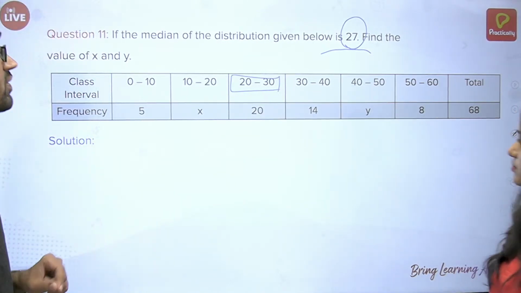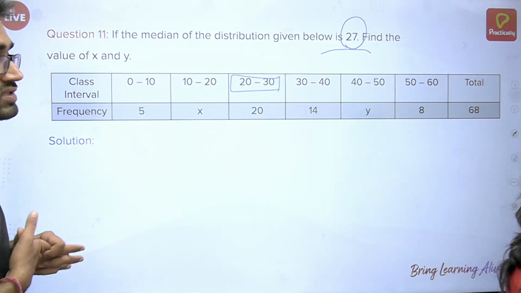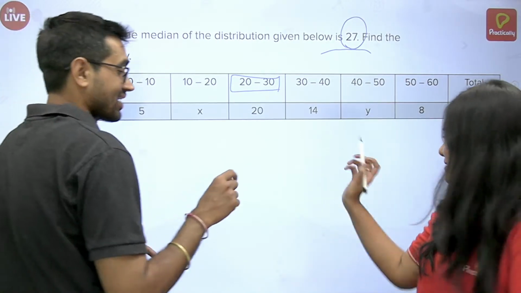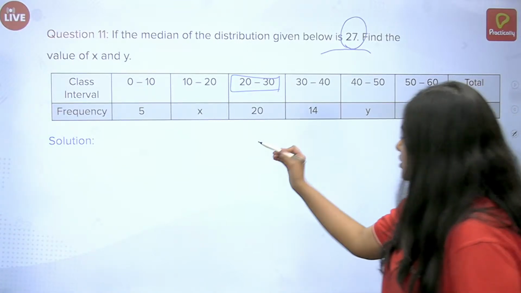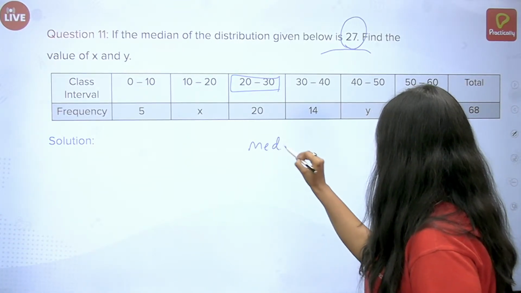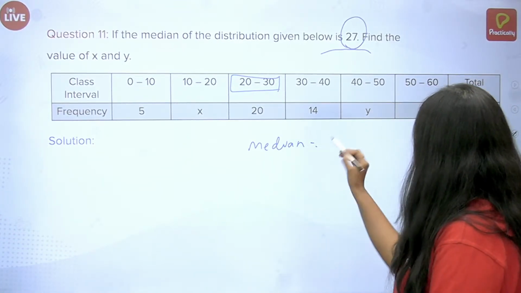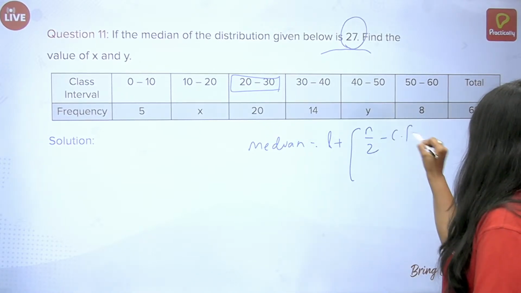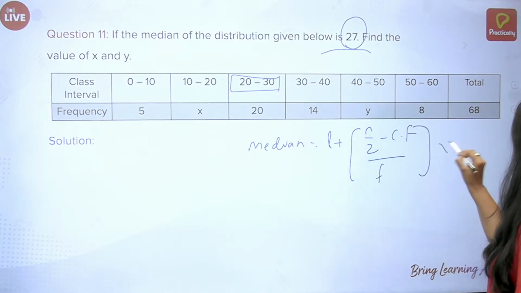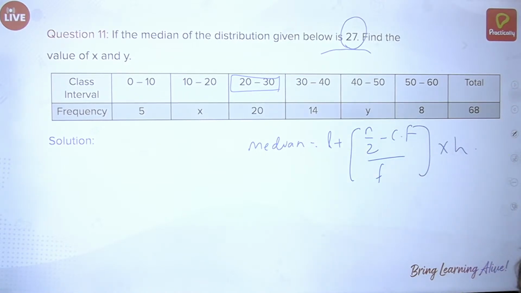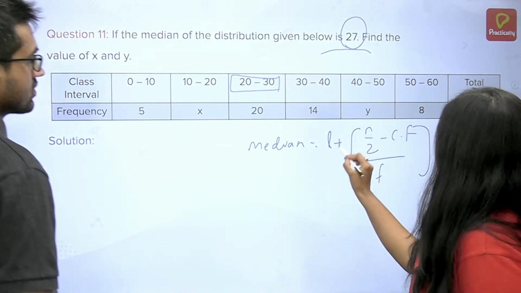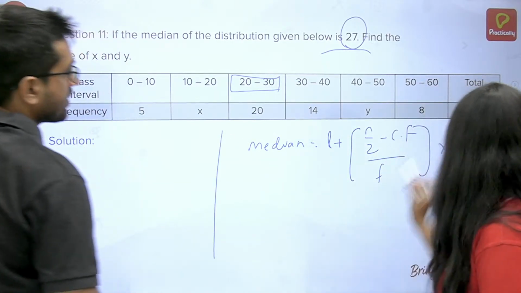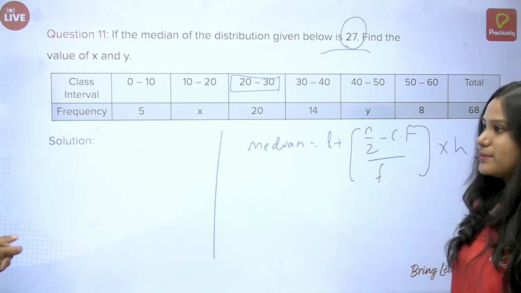So this is what we call the median class. But before the median class, we have to do one CF table also. So first let us write the formula so that we'll understand what all we need. N by 2 minus CF by F into H. So L is 20. But we do not know the CF, so we have to draw the table.